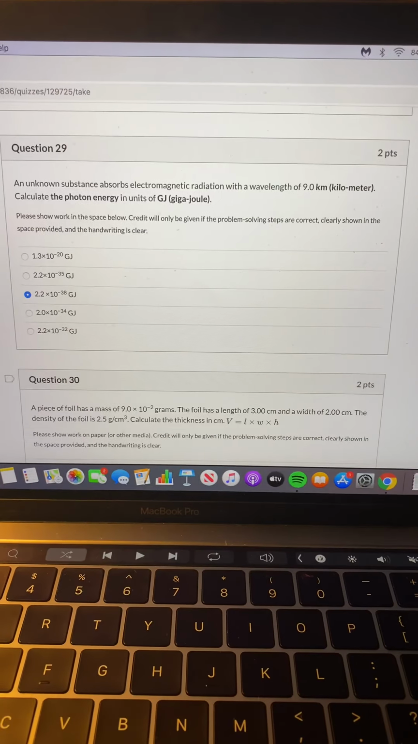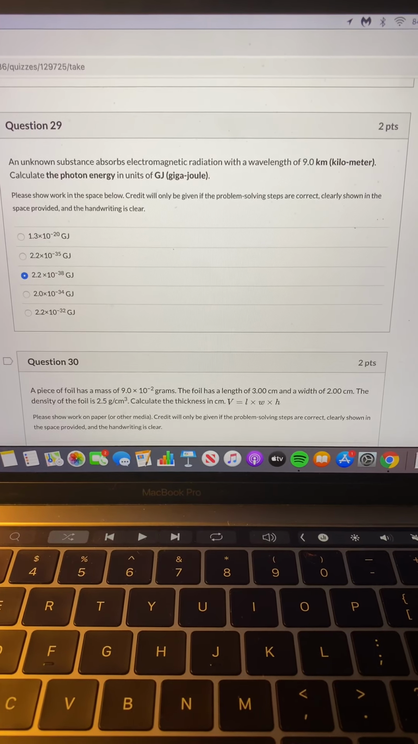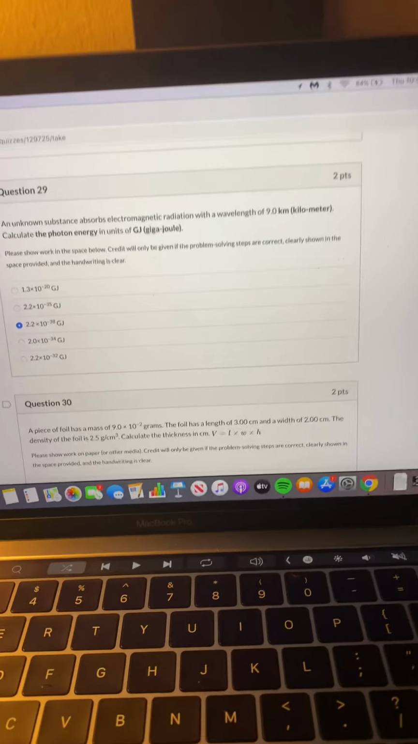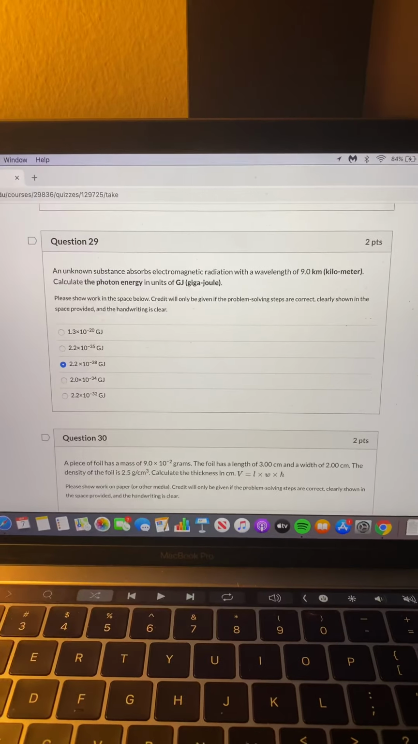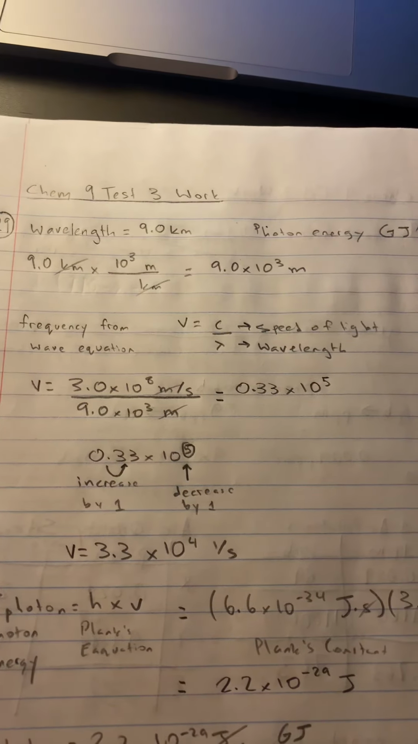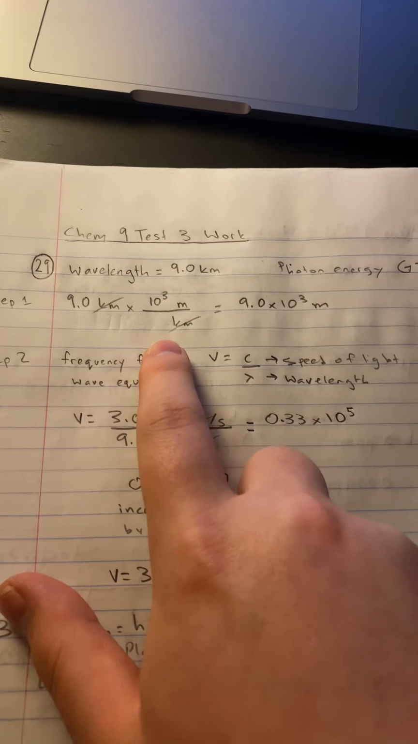Question 29 says, an unknown substance absorbs electromagnetic radiation with a wavelength of 9 kilometers. Calculate the photon energy in units of gigajoule. Okay, so we know we have the wavelength of 9 kilometers. So the first step is to turn that into meters.